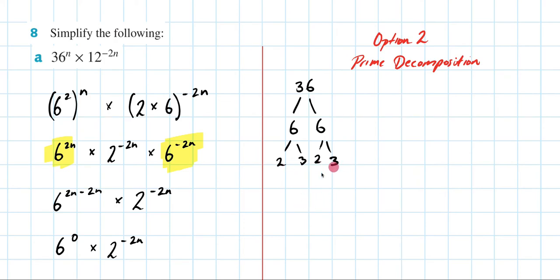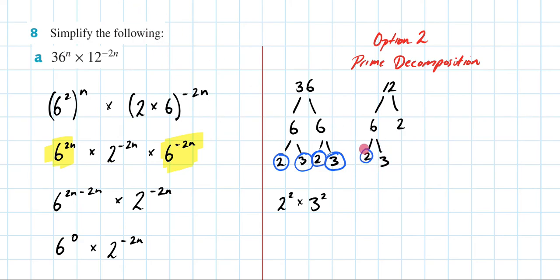So therefore, my prime decomposition of that is going to be, let me just write it here, 2 squared times 3 squared. So right here, these are all my primes. That's a prime, that's a prime, that's a prime, that's a prime, and I just write it like that. Then we can do the same for 12. So I'll do my 12 over here. 12, 6 and 2, 2 and 3. I'm going to circle my primes. This is a prime, this is a prime, this is a prime. So it's going to be 2 to the 2, because I have two 2's, times 3.